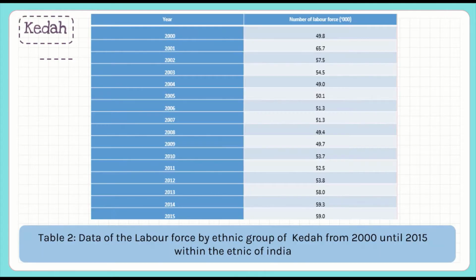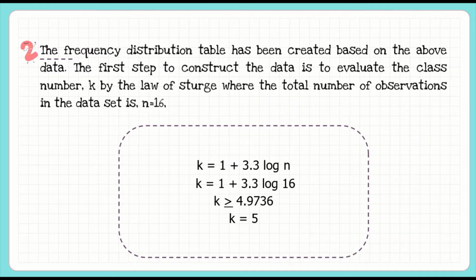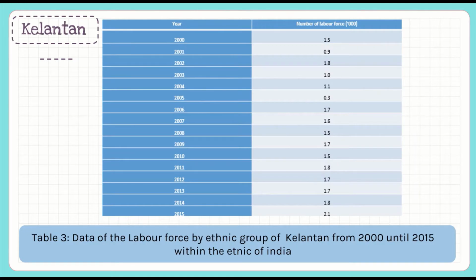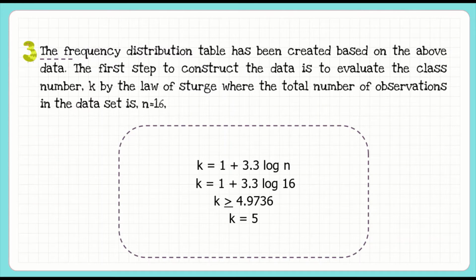Okay, and then you can see the data of the labour force by ethnic group from Kedah from 2000 until 2015 within the ethnic group of India, and then the same method was used to create the frequency distribution. And then as the third part, you can see the data of the labour force by ethnic group of Kelantan from 2000 until 2015 within the ethnic group of India, and the same method was also used for Kelantan.